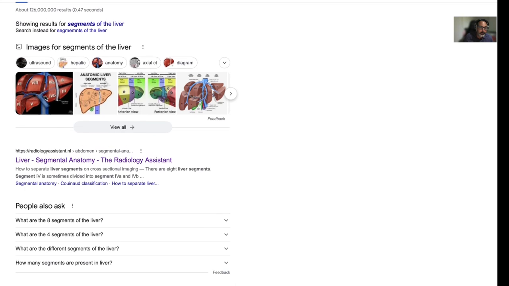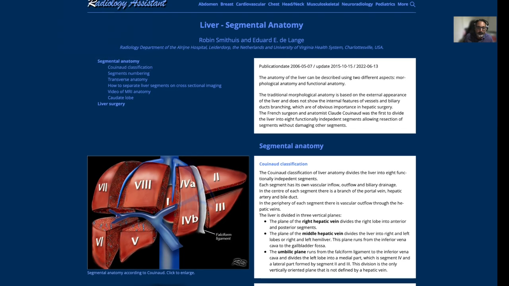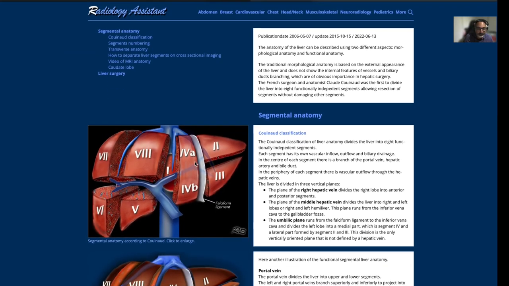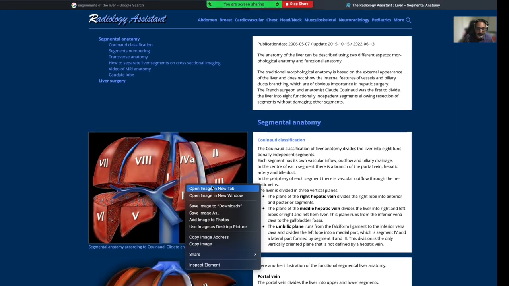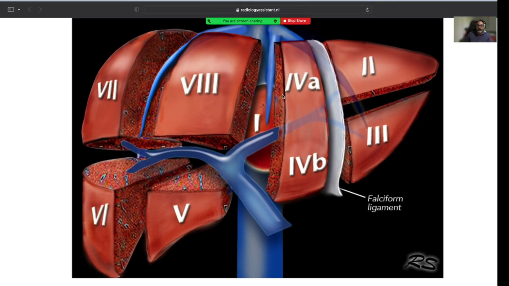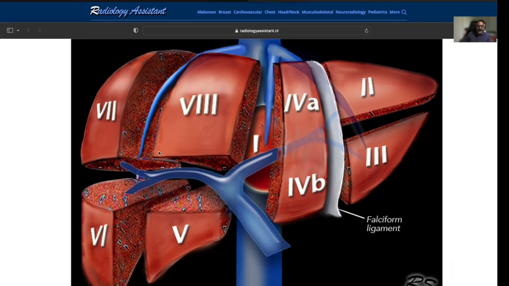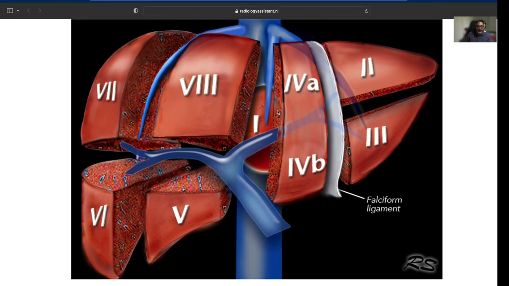So yeah, that's a good diagram. This is from Radiology Assistant. Sometimes it's a good website, and some things it has are quite good. This is really good. If you look at this, you can see it's not too clear up there. Actually, now it's clear. You can see the three hepatic veins coming in. It's the middle hepatic vein, that looks like the right hepatic vein, that's the left hepatic vein, and this is the portal vein with its right and left branches.